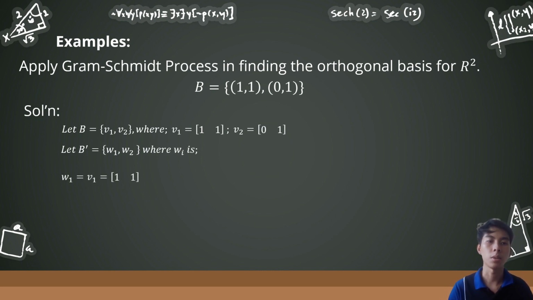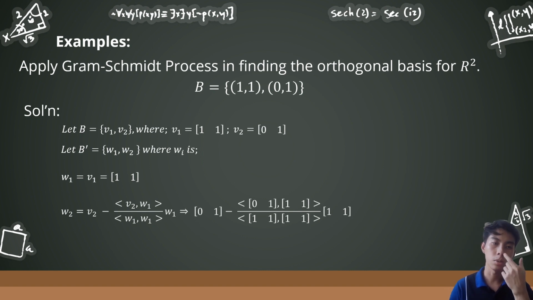Using the Gram-Schmidt process, w sub 1, according to the theorem, is equal to v sub 1, which is vector 1 and 1. So we now have the values for our w sub 1 for b prime. What we need to find now is the w sub 2 for b prime. The w sub 2 is equal to v sub 2 minus the inner product of v sub 2 and w sub 1 over the inner product of w sub 1 and w sub 1, multiplied by w sub 1. We simply substitute: v sub 2 is the vector 0 and 1, and w sub 1 is equal to v sub 1, which is the vector 1 and 1.